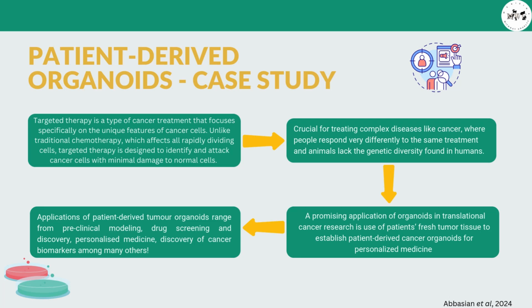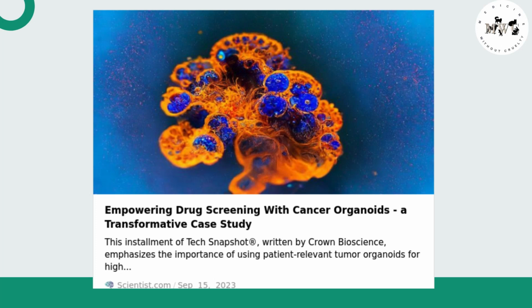And a promising application of organoids in translational cancer research is the use of patients' fresh tumor tissue to establish patient-derived cancer organoids for this personalized medication. Applications of patient-derived tumor organoids range from preclinical modeling, drug screening, discovery, personalized medicine, among many, many others. Now, researchers have developed patient-derived organoids to create miniature replicas of an individual's tumor.